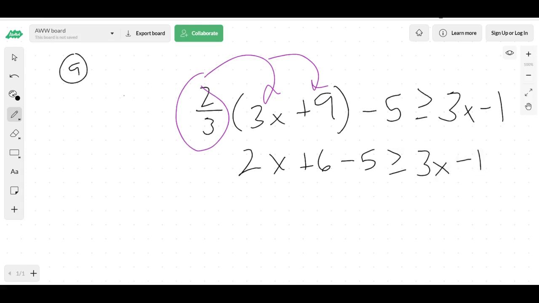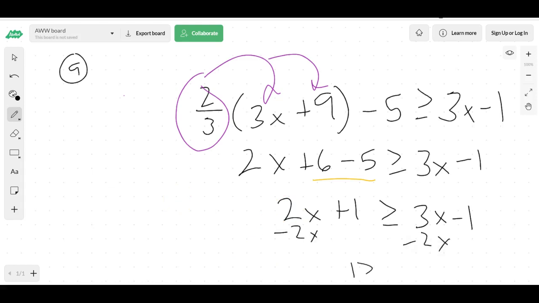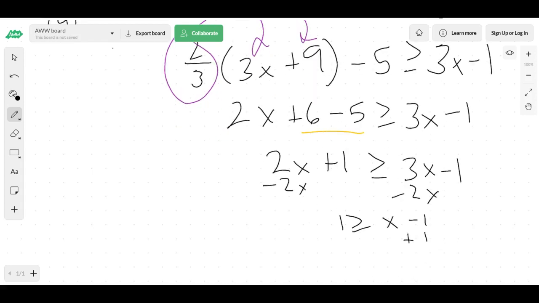Now what I'd want to do is, since these things are just right next to each other, and I know what 6 minus 5 is, we can just do that. So 6 minus 5 is 1. And now we'd like to get the x's on the same side. So I'm going to minus 2x for convenience and get x minus 1. Then I'm going to add 1 to both sides and get 2. So that says 2 is bigger than x.